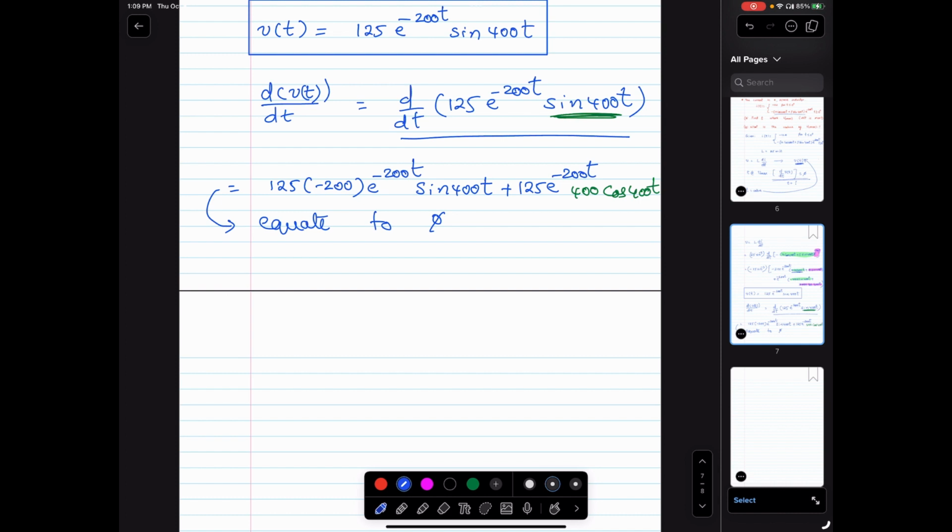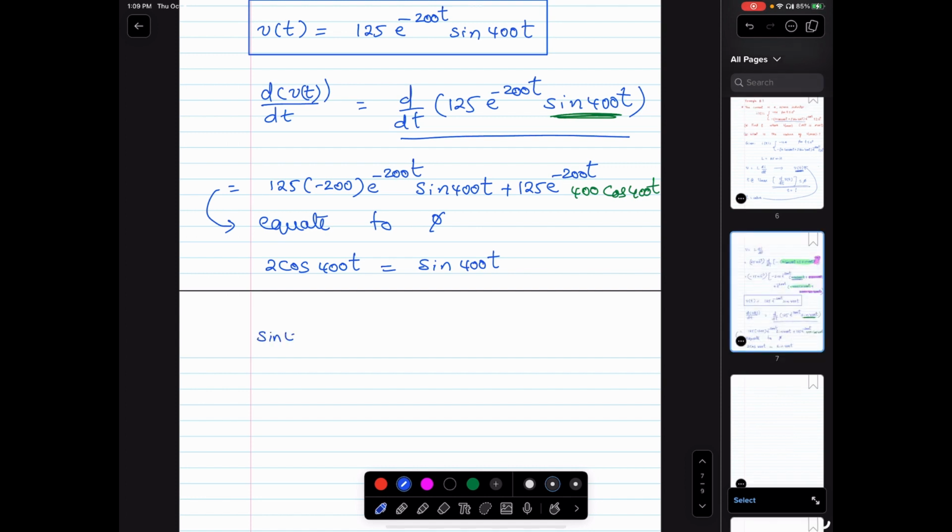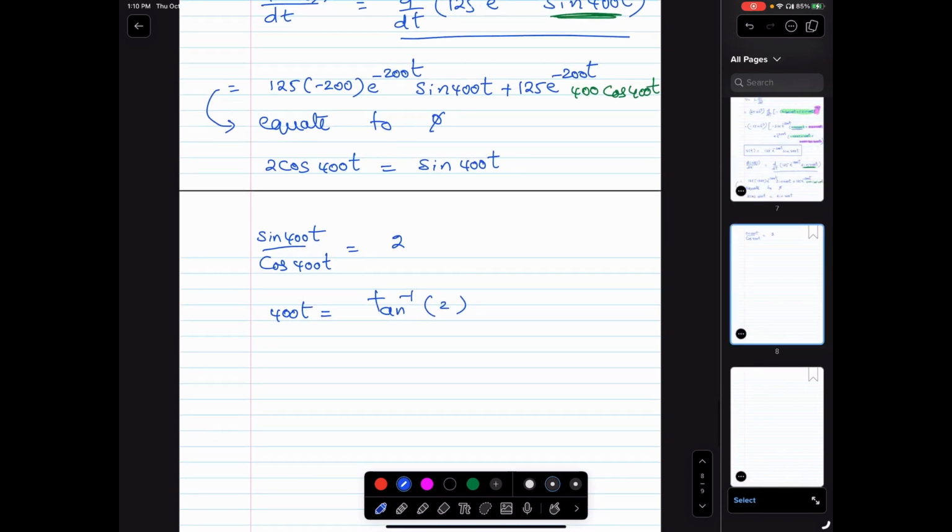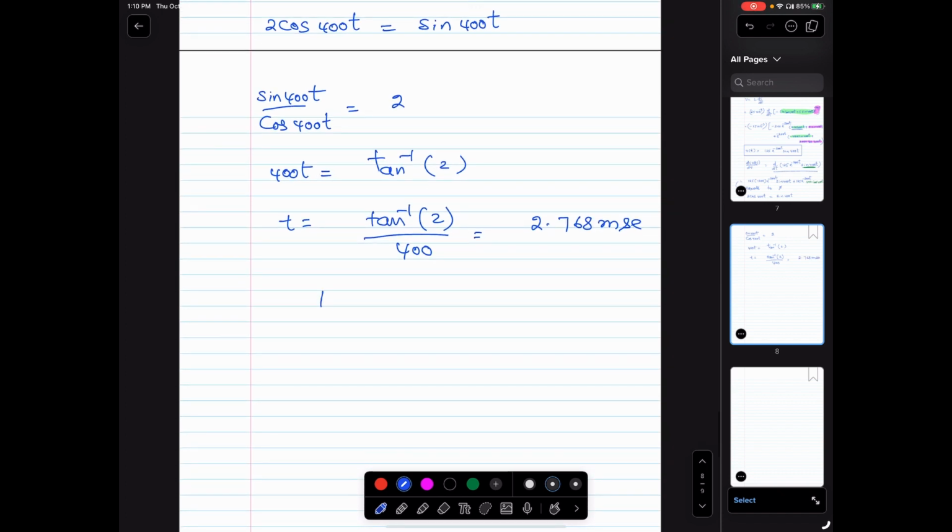You'll see that this simplifies to 2 cosine 400t equals sine 400t, or sine 400t by cosine 400t equals 2, or 400t is arctan, or tangent inverse, of 2, or time equals tangent inverse of 2 over 400, which is going to be 2.768 milliseconds. Voila! So t equals 2.768 milliseconds.